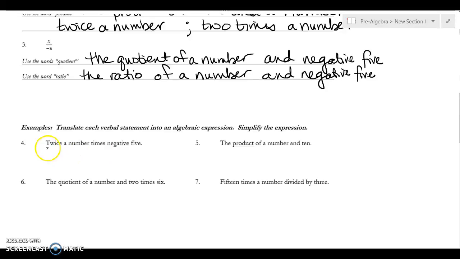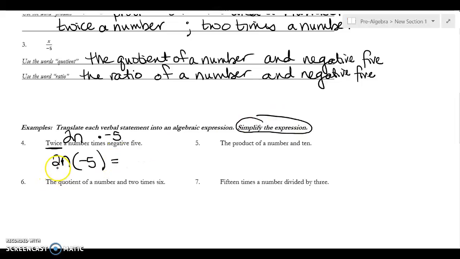All right, so here twice. Twice means that I'm going to times something by 2, and that's my n. So it's going to be 2n times, there's another times, so I'm going to put this times, parentheses, -5. You also could have said 2n times negative 5. But if you notice it says to simplify, what that means I want you to do is I just want you to do 2 times negative 5. And 2 times negative 5 is negative 10. So this is negative 10n.